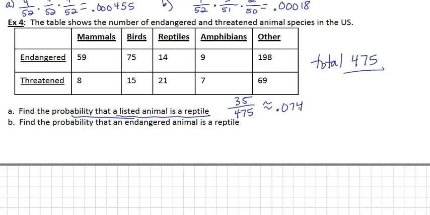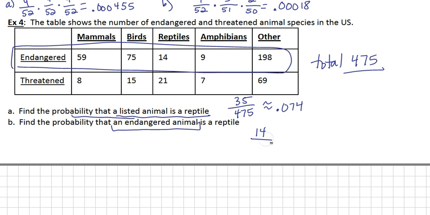I want to find the probability that an endangered animal is a reptile. So what they're telling you is we are only looking at the endangered animals, not any of the others, only the endangered. And I want to find what's the probability that one I select is a reptile. Okay, so there's actually 14 reptiles that are endangered, and in the endangered only section, there's 355 animals. And I end up with 0.039.